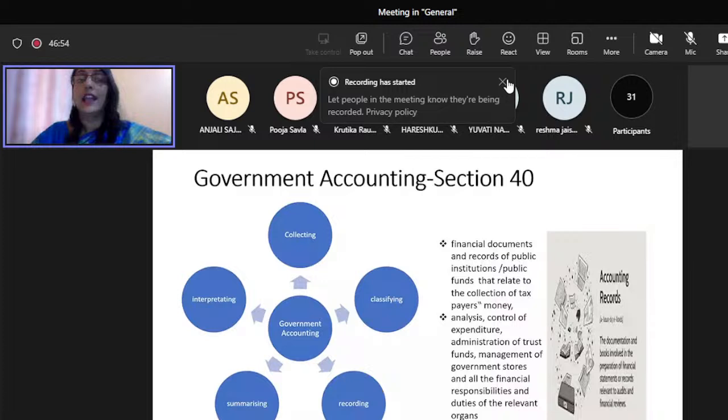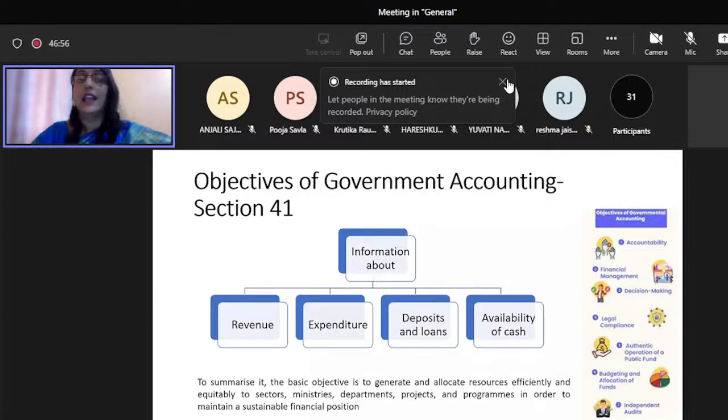So what is the objective of government accounting? The basic objective we can say is that the revenue they get needs to be spent wisely. They can get revenue through tax, and non-tax revenues are also there. They get loans also, and deposits also. So here, how are they spending all this income wisely, and what is the cash available with the government, and how can we plan?